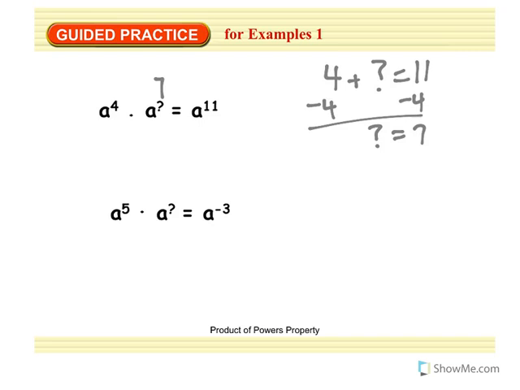What about the next one? Well, I'm going to do the same thing. I'm going to say 5, right, plus what is equal to negative 3. So I could drop a variable in there if I want.